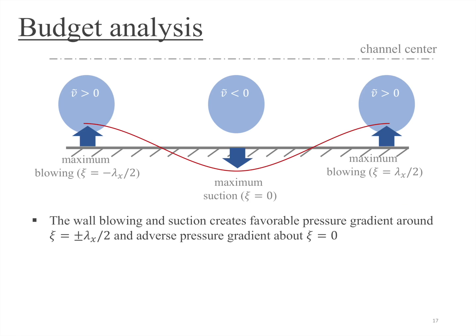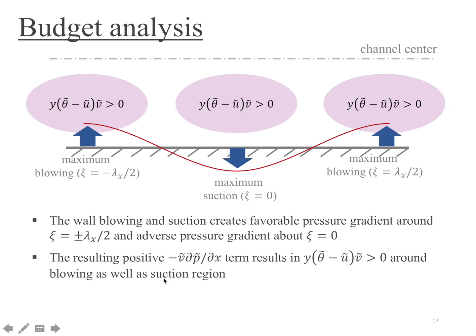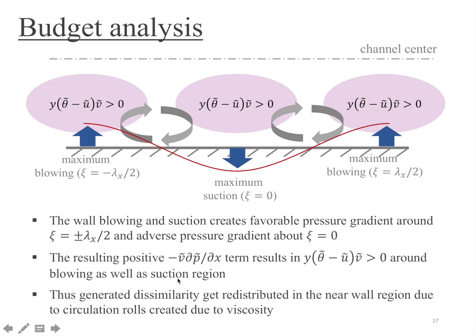Whatever we have seen so far can be schematically outlined as follows. The wall blowing and suction creates a favorable pressure gradient above psi equal to plus or minus lambda x by 2 and an adverse pressure gradient above psi equal to 0. The resulting positive minus V tilde dou p tilde by dou x term results in positive large dissimilarity around both blowing as well as suction regions. The dissimilarity thus generated gets redistributed in the near wall region due to the circulation rolls created due to viscosity.